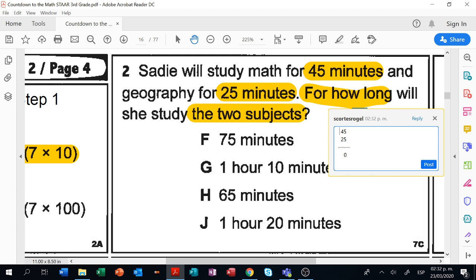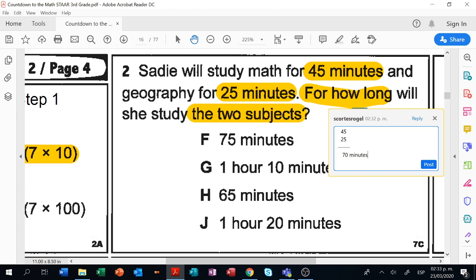4 plus 2, that's 6, plus 1 that I carried, that's a 7. So my answer is 70. And remember, we are talking about minutes, 70 minutes. Do you see the answer 70 minutes in any of our 4 options? No, we don't see it that way.